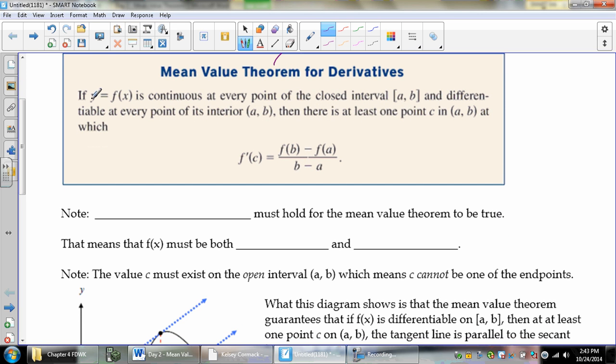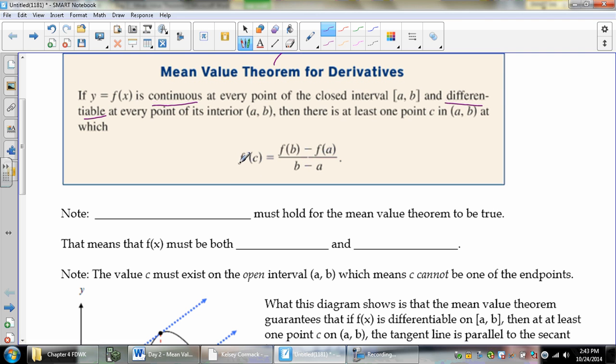The mean value theorem says if y equals f of x is continuous at every point on a closed interval and also differentiable at every point on the inside of the interval, then there's at least one point C in AB at which f prime of C equals f of B minus f of A over B minus A.